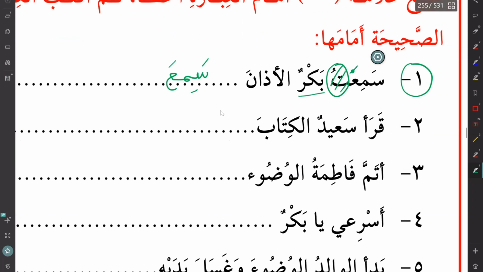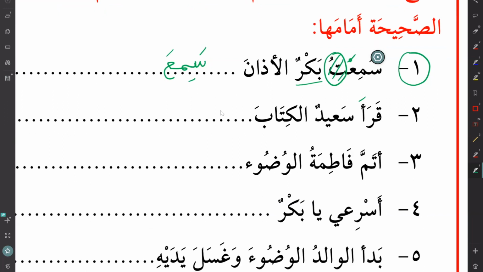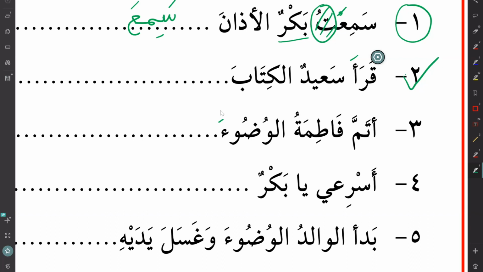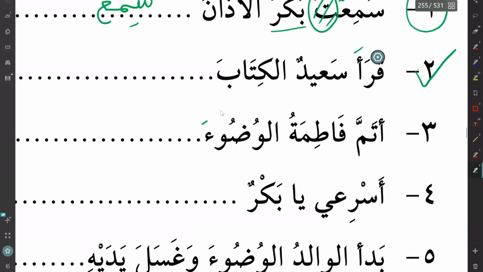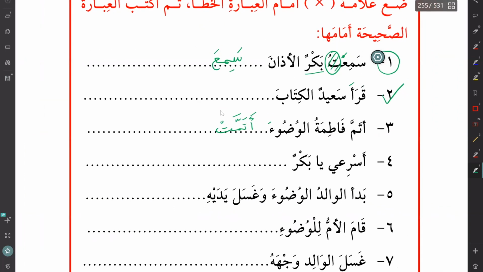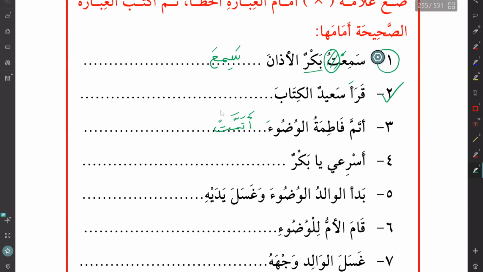The next one, it says قرأ سعيد الكتابة. What do you think? قرأ سعيد الكتابة. It is okay. Yes, it is okay. There's no mistake. The next one, أتم فاطمة الوضوء. Yes, so what Sister Dino wrote, it would be atammat, okay, atammat. Now, I think you guys are understanding the masculine singular verb and the feminine singular verb, right?